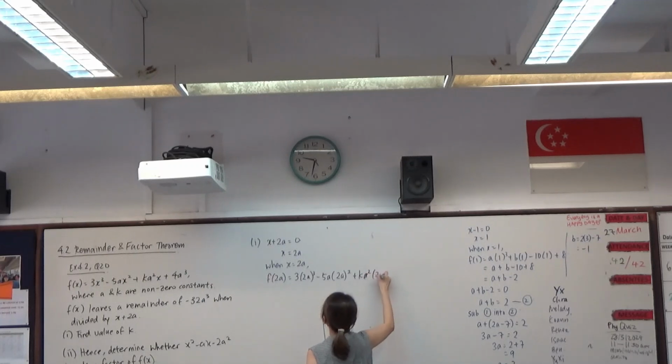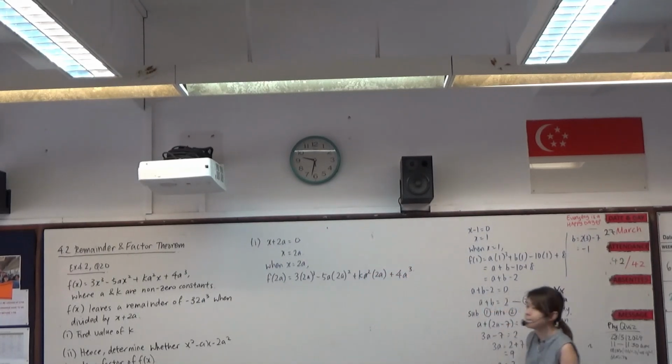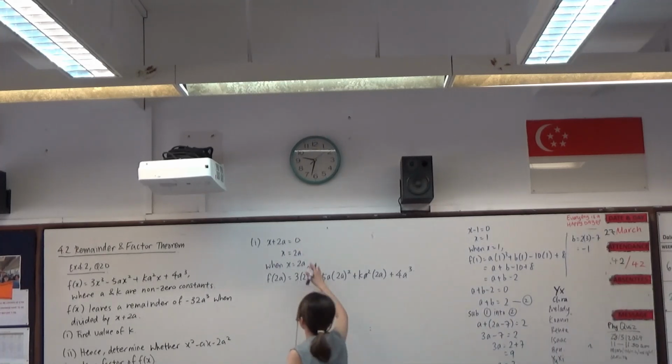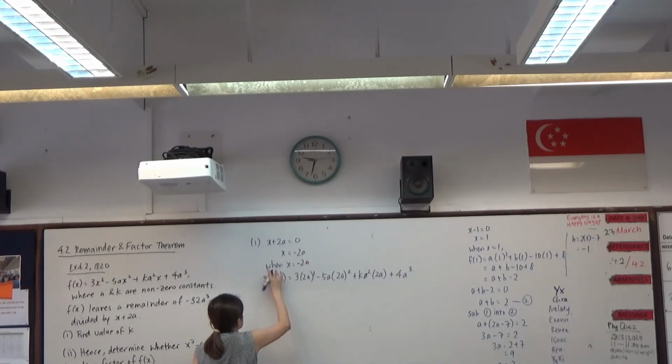A squared, okay. So substitute in. And now adjust, like that, negative 2a.